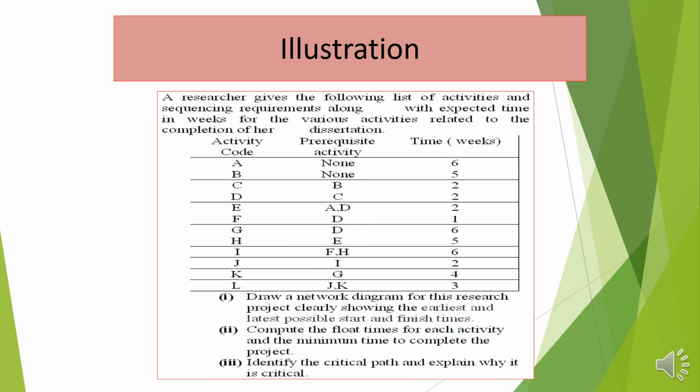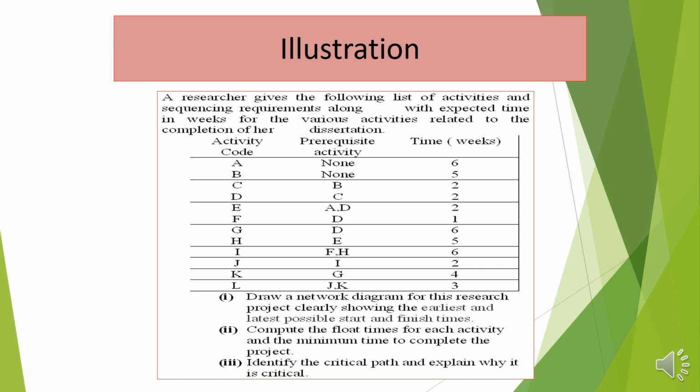Let's have this illustration where a researcher gives the following list of activities and the sequencing requirements, along with expected time in weeks for the various activities related to completion of our research dissertation. Activities are A, B up to L. A and B are not preceded, but C is preceded by B, and D is preceded by C, and then A and D precede E, etc.